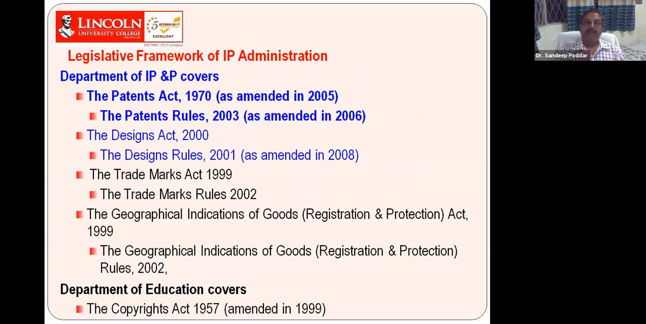Now from this slide, you can see what this patent is. Then there are defined laws in India: the Design Act, trademarks, also geographical indications of goods, GI marks, and copyright. These all are what we can call IP administration under the IP, for invention protection.